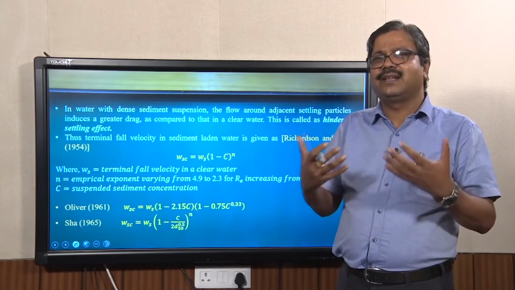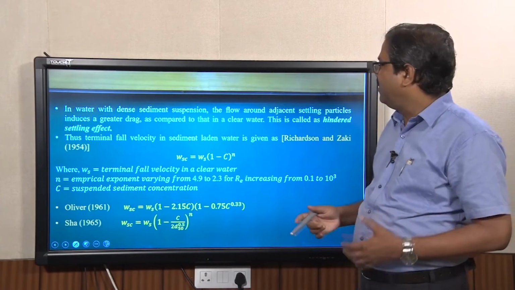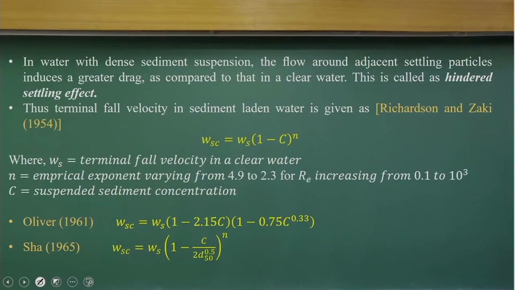When you have higher sediment concentrations, definitely there will be a reduction in the settling of particles. The more the drag force there will be, the more the concentration of the sediment particles. That is what we define as the hindered settling effect.